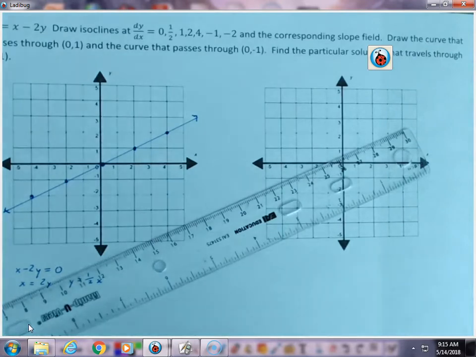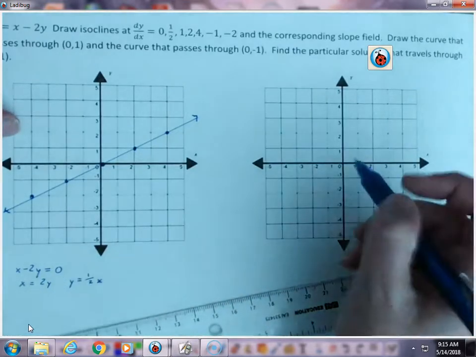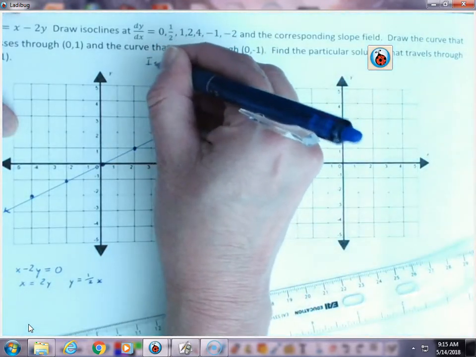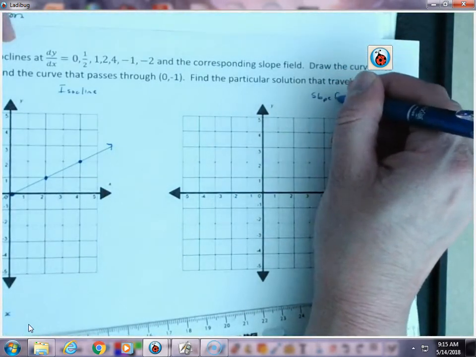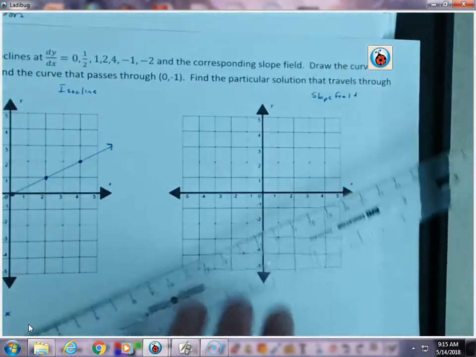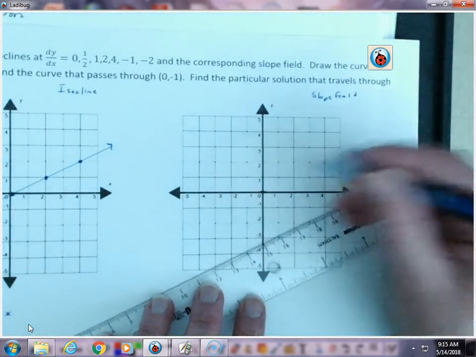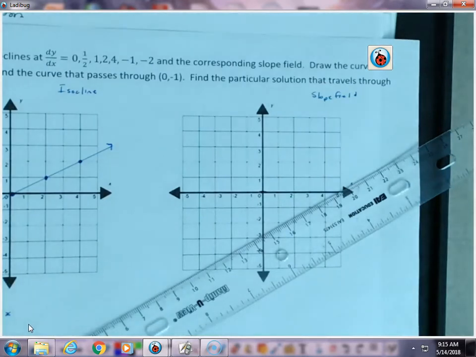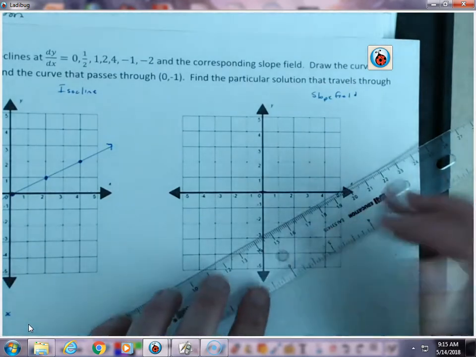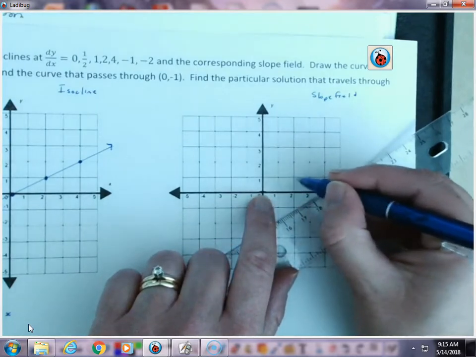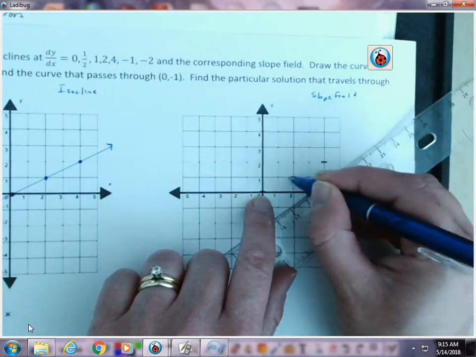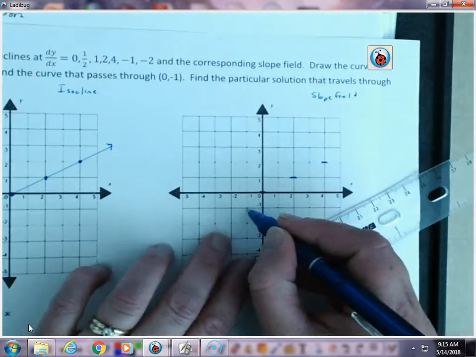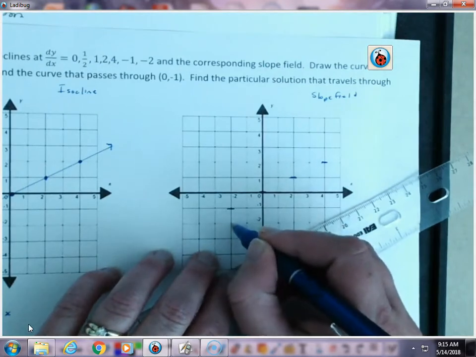Okay, so what that means is anywhere along this, the slope is equal to 0. So what I want you to do now, this is going to be our isocline graph, and the one to the right is going to be the slope field graph. And so what I would do is basically along that same line, you're going to draw little slope field lines of 0. Okay, so I'm going to mark for myself basically the same thing I had here. Up 1, right 2, and I'm going to have little slope lines of 0 all the way along that.